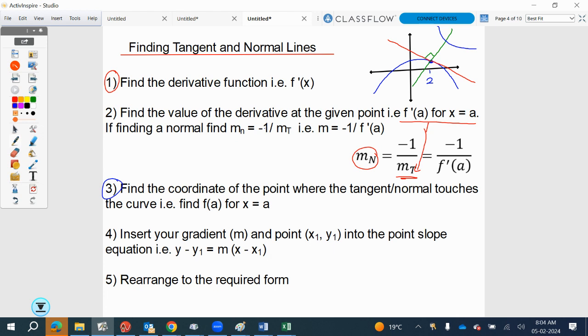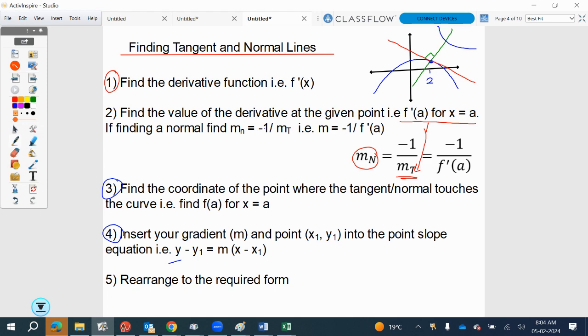Lastly, it gets easy at that point. Step 4 is you've got your gradient, you've got your point, and you put those into point slope form, and you've got your tangent or normal line. The last step in some of your IB questions is to rearrange it into the form given. So this is the equation in point slope form. It might often say, given in the form ax plus by plus c is equal to 0, where a, b, and c are integers.